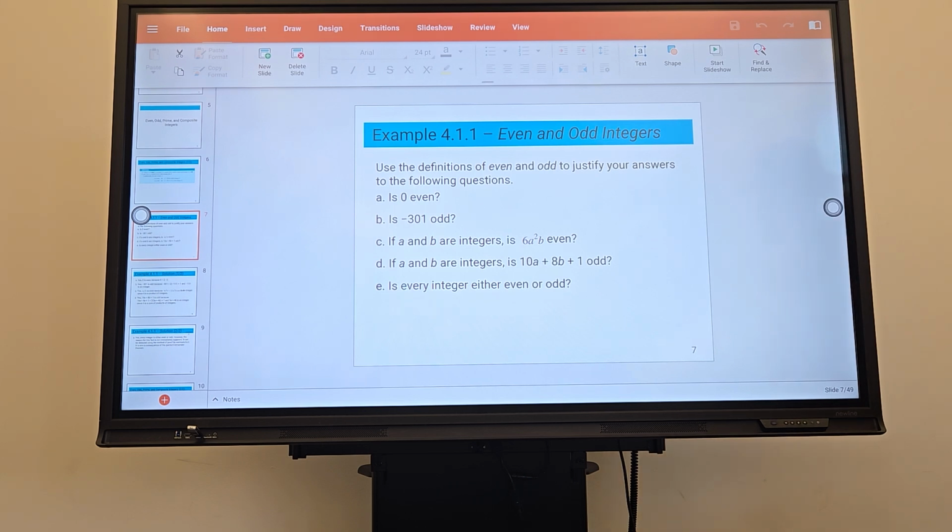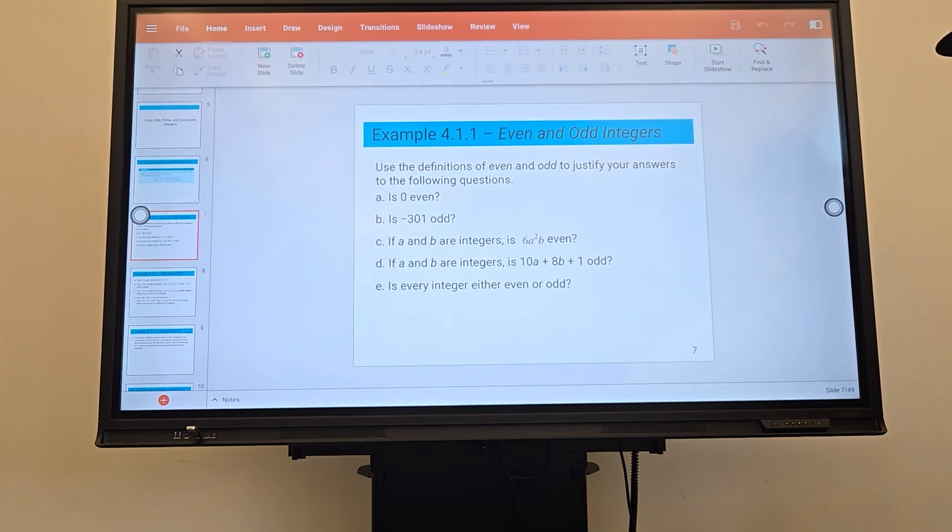If a and b are integers, is 10a plus 8b plus 1 odd? Yeah, because you factor out the 2 from the first two elements, and you get 5a plus 4b, which is an integer, times 2 plus 1. So it is 2k plus 1.